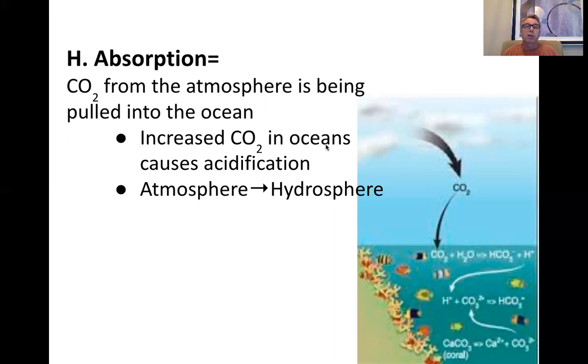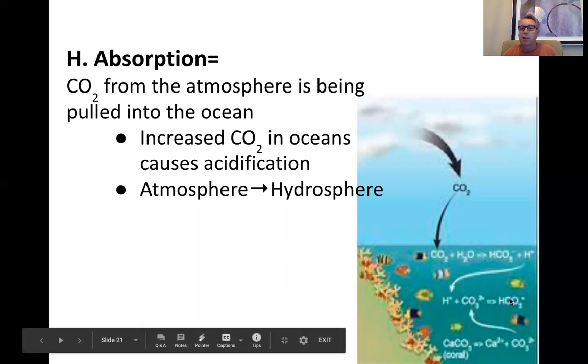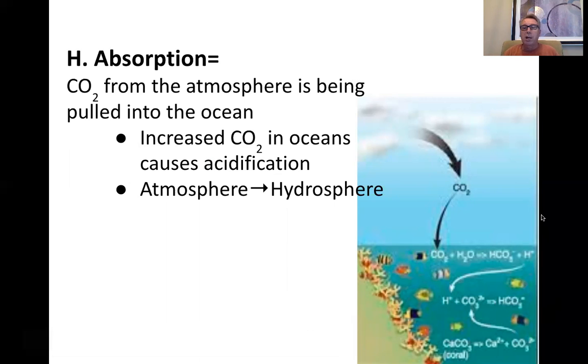So increased carbon dioxide in the ocean causes acidification. So when we talk about coral, and that we have increased carbon dioxide in the atmosphere, that actually goes into the ocean, and it can't get buffered. So it becomes acidic. So you can see this carbonic acid, I believe it is, this HCO3 minus, and that will do the acidification, makes it a little bit more acidic. So atmosphere to hydrosphere.